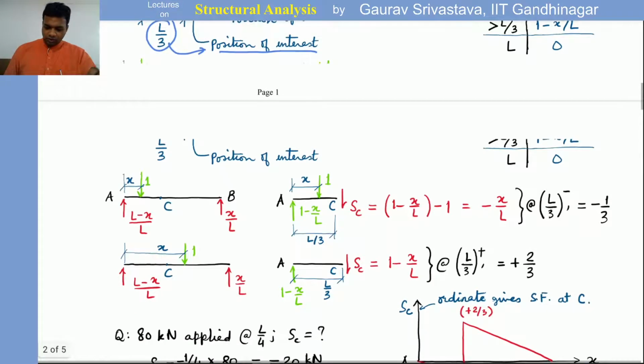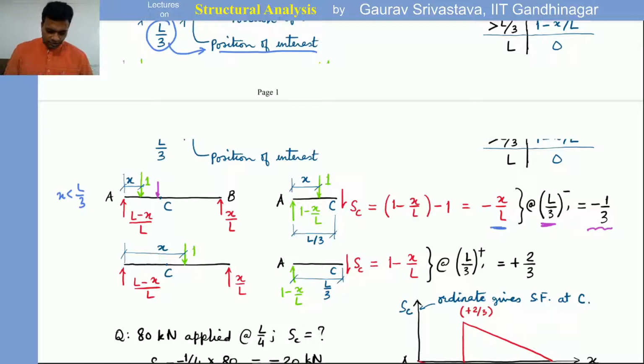We can consider different positions. The first case will be when X is less than L by 3. In this case, we can work out the shear force to be minus X by L. And if we consider a position when this load is just to the left of point C, which is L by 3 minus, the shear force is going to be minus 1 by 3.